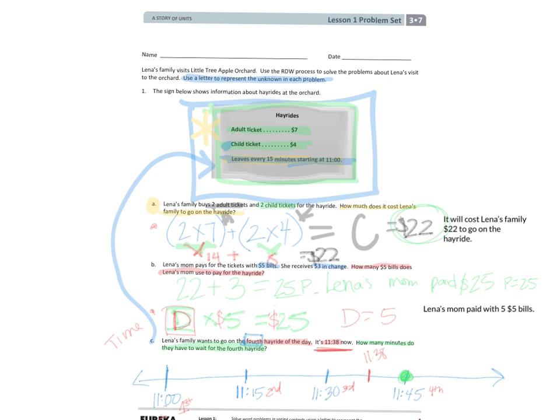So I'm going to get to my closest 10. I'm going to add on 2 minutes to get to 11:40, plus 5 more to get to 11:45. So then I know 2 minutes plus 5 minutes equals 7 minutes. And so that tells me if it is 11:38 now, and they're leaving on the hayride that leaves at 11:45, they have 7 minutes to wait. So I will type that in for my answer.